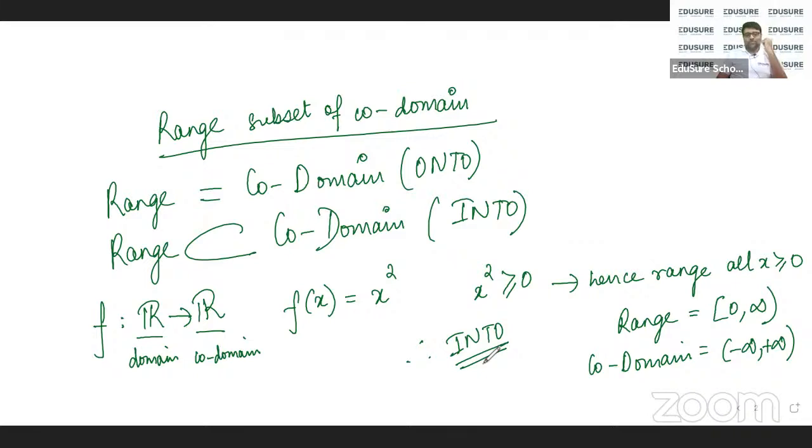Example. Some of you were asking, sir, give an example of how we see an into function. ये रहा. अब आपको शायद अच्छे से दिख गया. Very good. So this is an into function. R to R, f(x) is equal to x square. Range is only positive values, including 0. Codomain is the set of all real numbers. So into function.